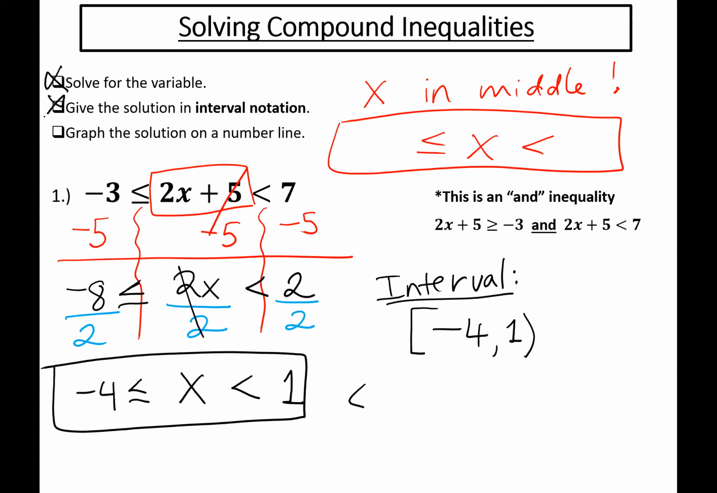So we did that. And finally, we'll graph the solution on a number line. I'll just label some points here. So -4, -3, -2, -1, and then 0. Here's 1, 2, 3, 4. Label as many numbers as you want to. You're going to have number lines to choose from on your homework.